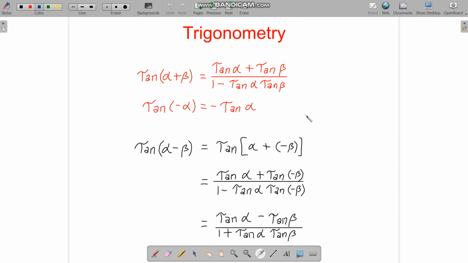And using the tangent alpha plus beta formula and the tangent negative alpha, we use tangent alpha minus beta is the same as alpha plus negative beta. So we replace this beta with negative beta. Tangent negative beta is minus tangent beta. So we have the last formula.